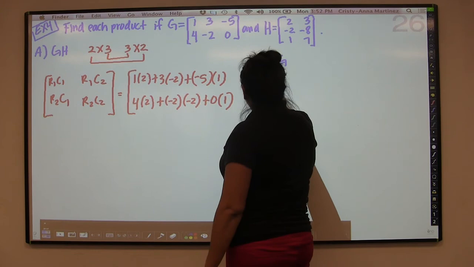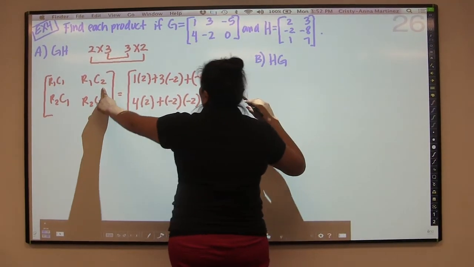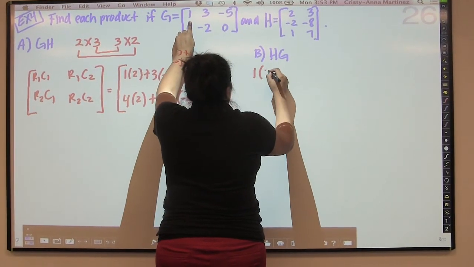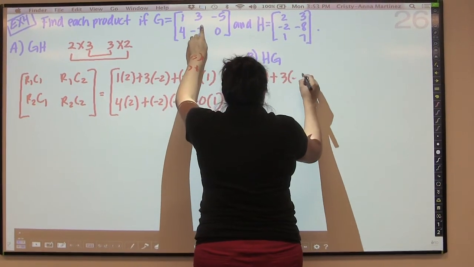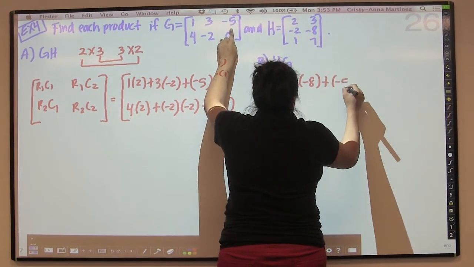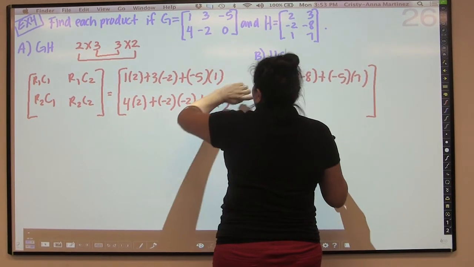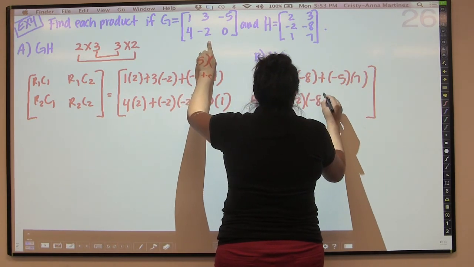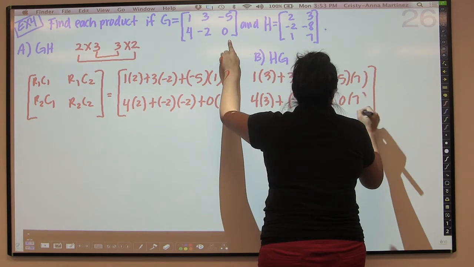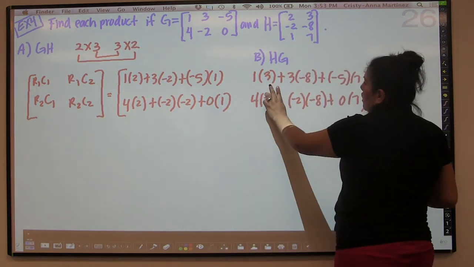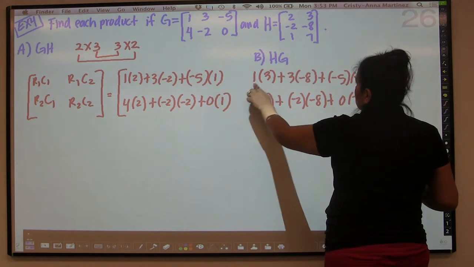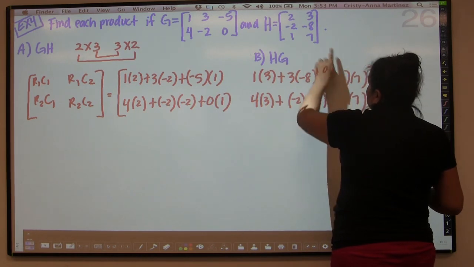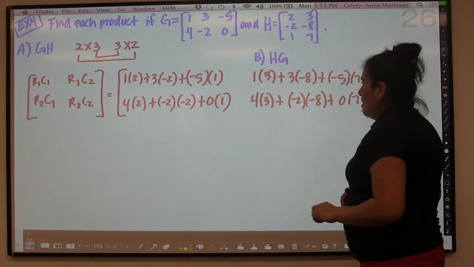Over here, we're going to go with, where am I at here? Row 1, column 2. So row 1 is going to be 1 times 3 plus 3 times -8 plus -5 times 7. And then we're going to get 4 times 3 plus -2 times -8 plus 0 times 7. Okay, so again, in this case, I'm doing row 1, column 2. So all of these numbers, 1, 3, -5, are coming from row 1. And then these numbers in the parentheses here are from column 2, which is 3, -8, and 7. So that's pretty much all of that.